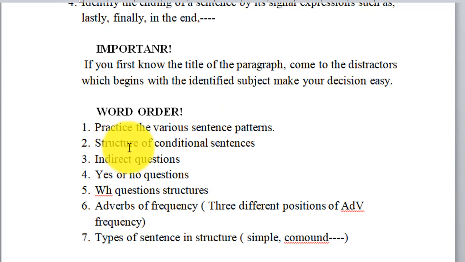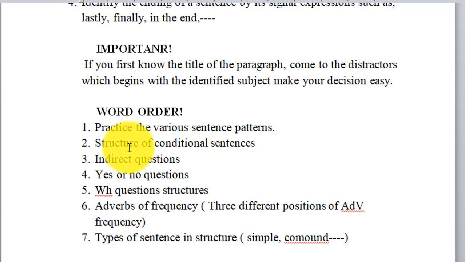Type 1, type 2, type 3 structures of conditional sentences must be known. They commonly come up in word order questions. When you think about conditional sentences, there is always an if clause and a main clause. What is the structure of the if clause in type 1, type 2, type 3 and in zero conditional? What about the main clause in terms of the four conditionals? You have to know this. Another one: what are indirect questions?